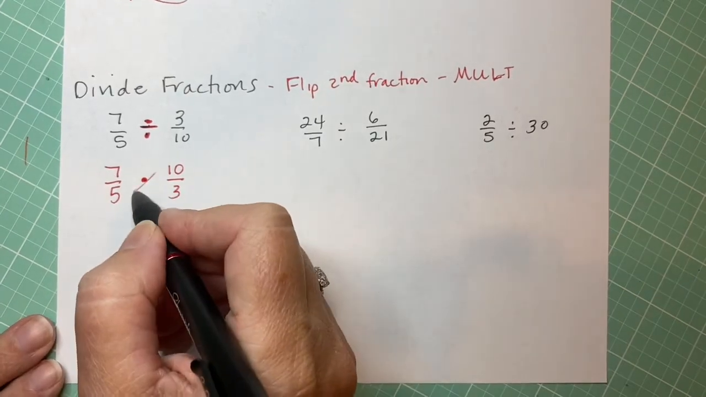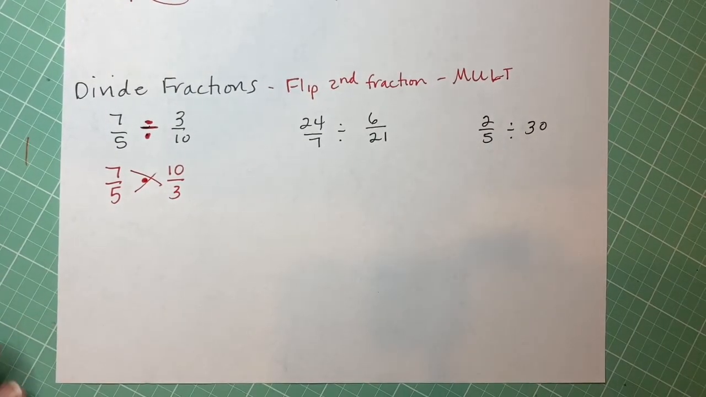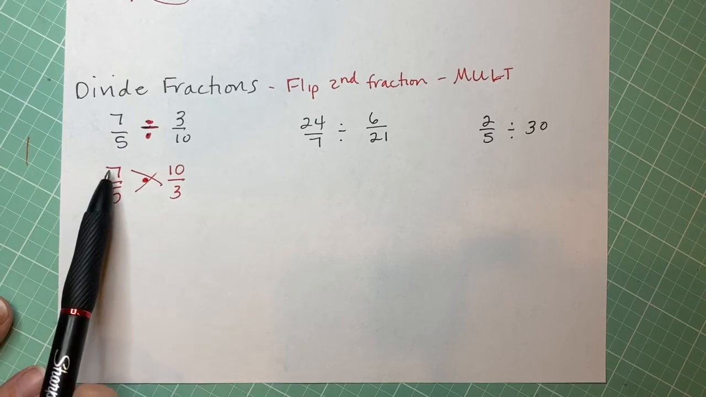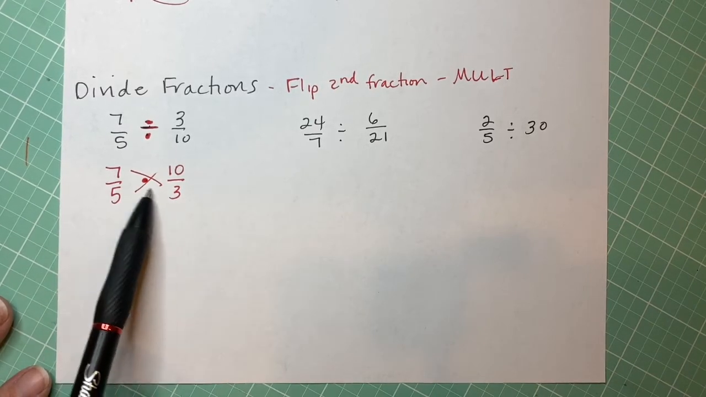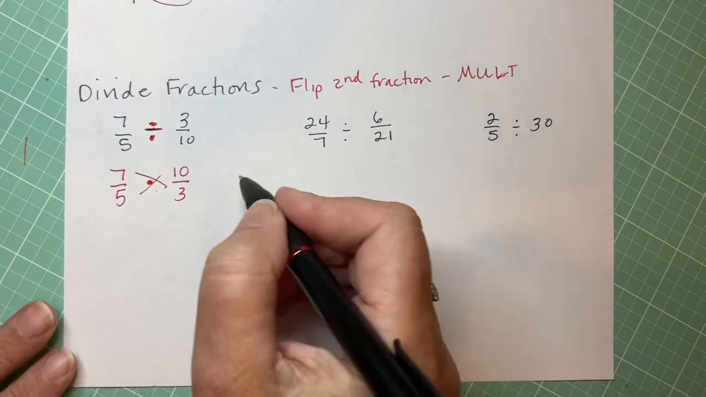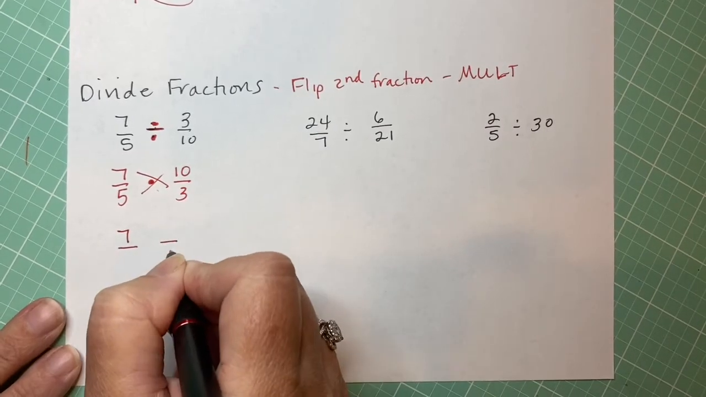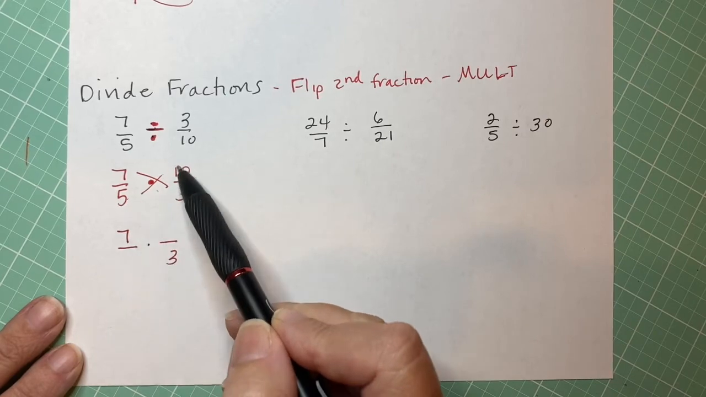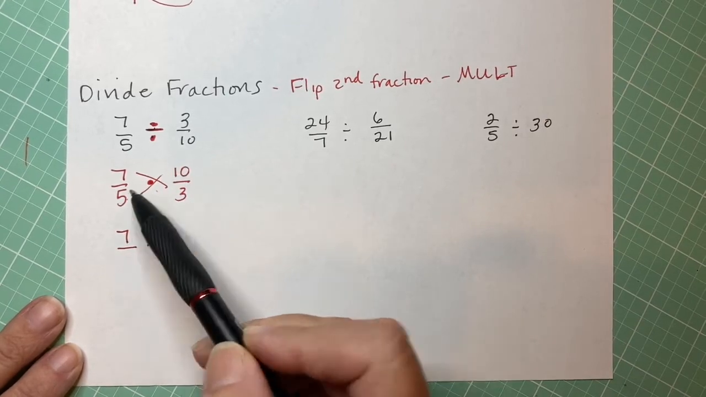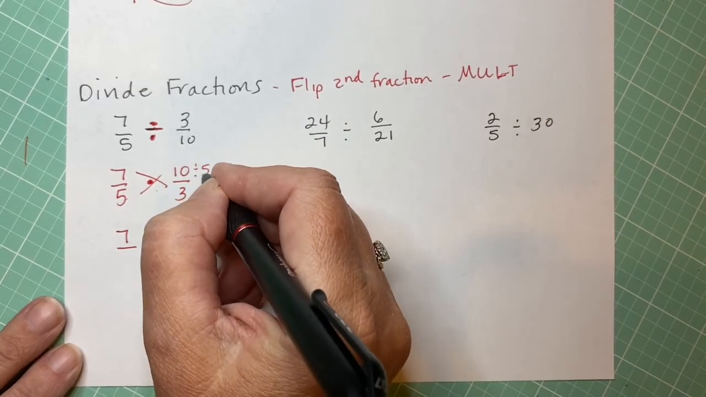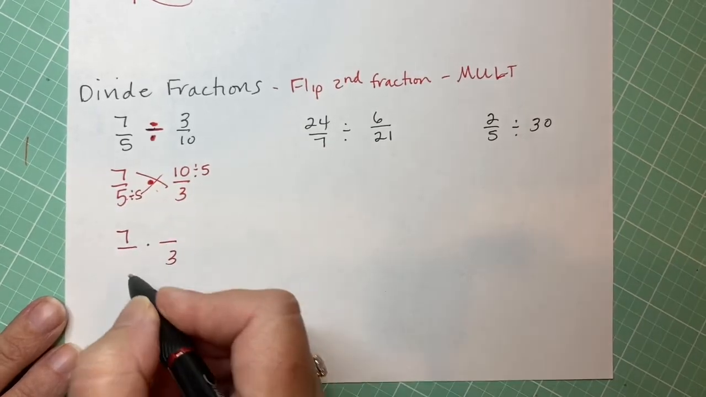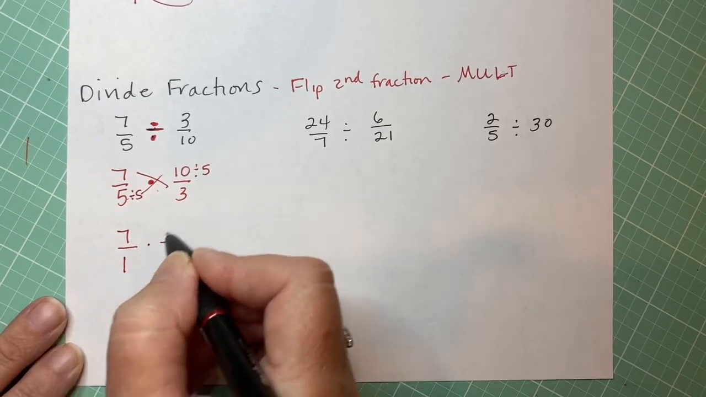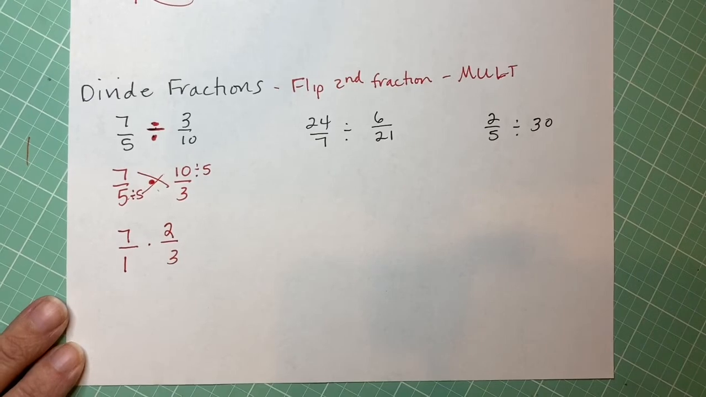and now remember, multiplication means to cross cancel. So we look on the diagonal. Will 3 divide into 7? No, because it would leave a decimal. So 7 and 3 stay where they are. But when we look on this diagonal, will 5 divide into 10? Yes. So we're going to divide them both by 5. So 5 divided by 5 is 1. 10 divided by 5 is 2.